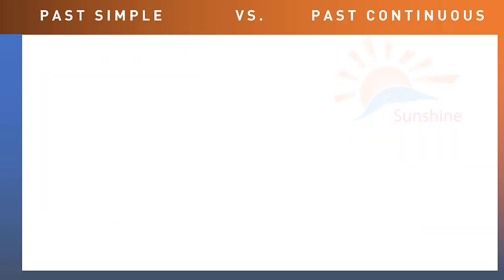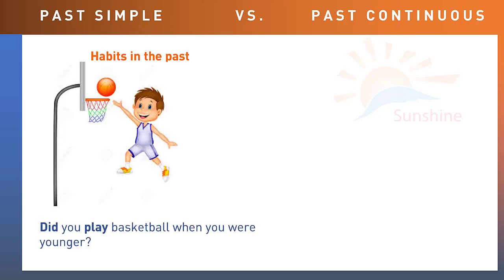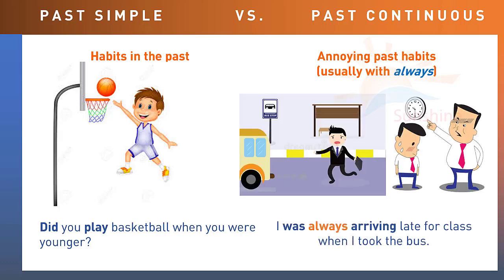Past simple can be used to talk about habits in the past. For example, did you play basketball when you were younger? Past continuous can be used to talk about annoying past habits, usually with the word always. For example, I was always arriving late for class when I took the bus.